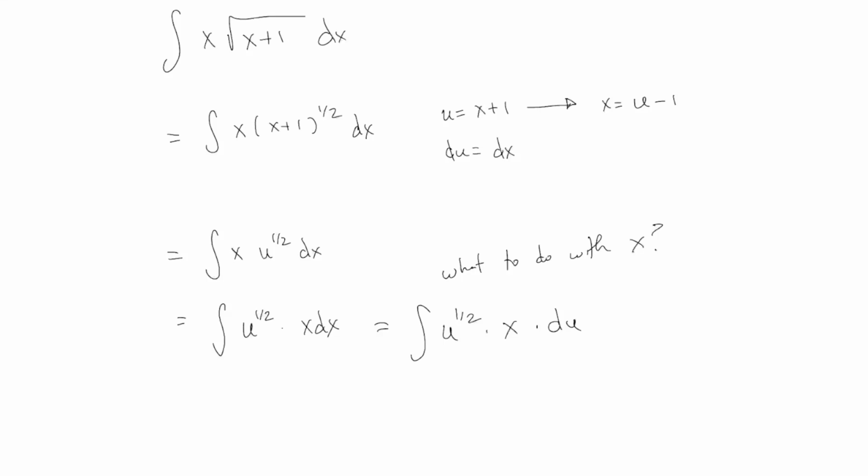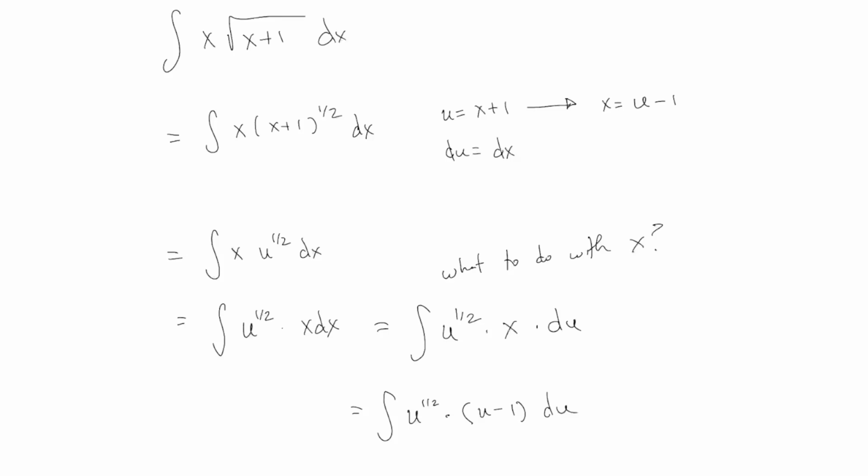If x equals u minus 1, then this right here can become u to the 1/2 times, make sure you put these parentheses there, it matters, u minus 1. This is a weird step that usually you don't have to do, but sometimes you do. x equals u minus 1 in this case. All right. Now we have changed everything into u's.